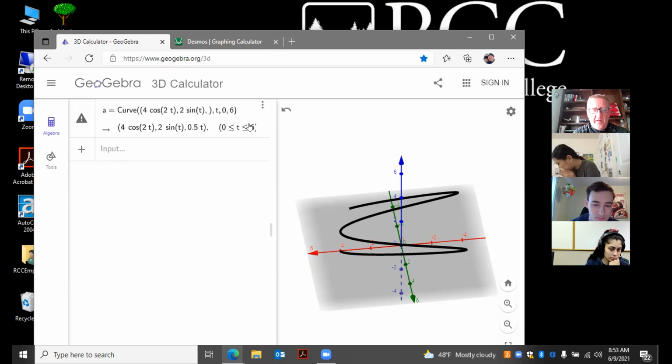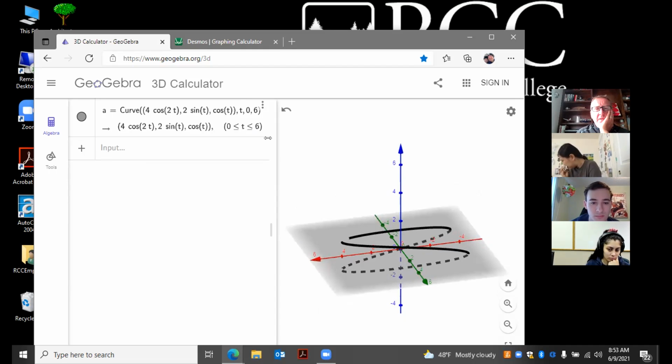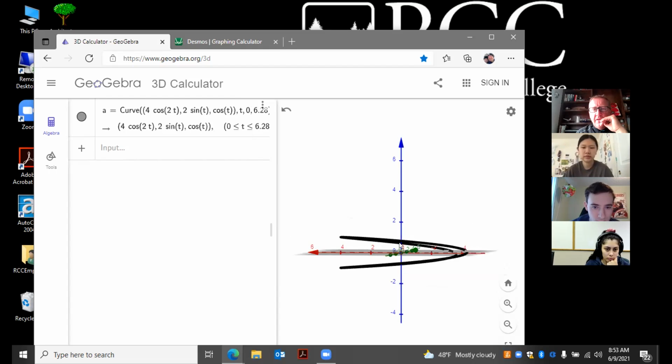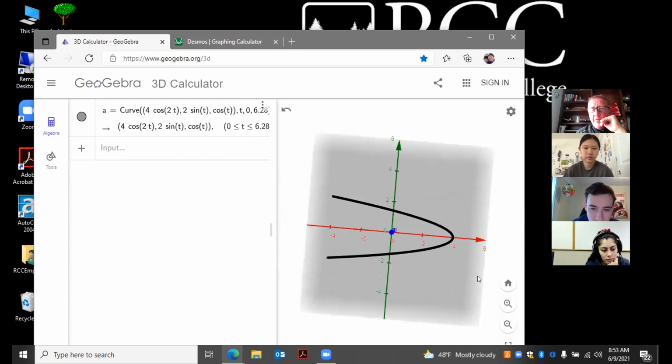That's kind of weird, right? I don't know about you, but I'm on the edge of my seat. Bam. And I need to go in here and put 6.28 so that it finishes its path. But notice I didn't change X and Y, so this thing is still a parabola, just like it was before, right?